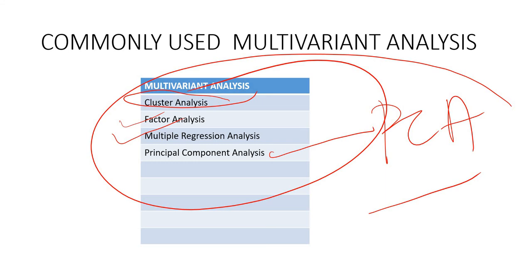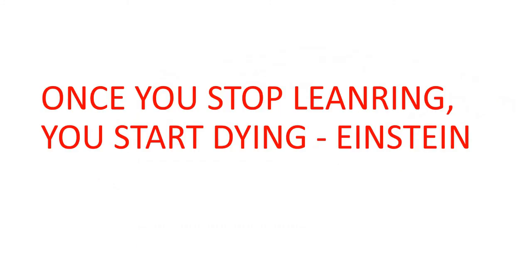I'm just giving a comparison between what methods we go for bivariant and what methods we have to go for multivariant analysis, what exactly is bivariant analysis, what exactly is multivariant analysis. That's what I tried to explain here. I think you understand what exactly is bivariant analysis and multivariant analysis.